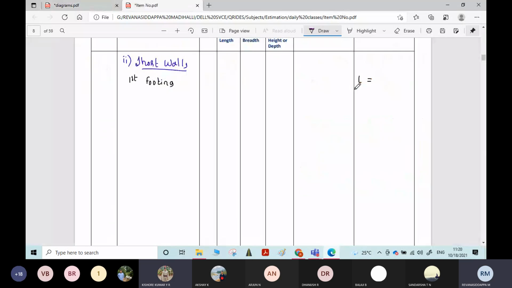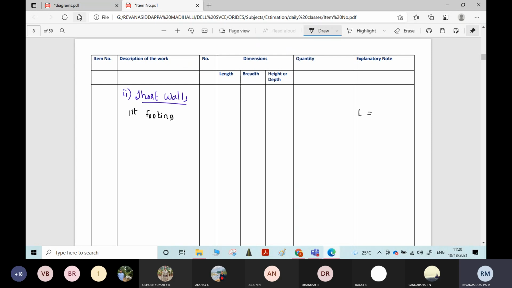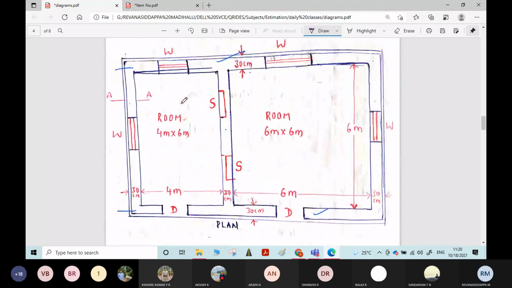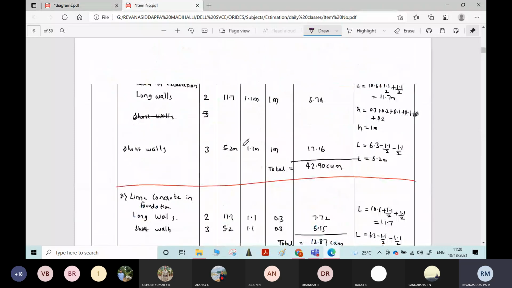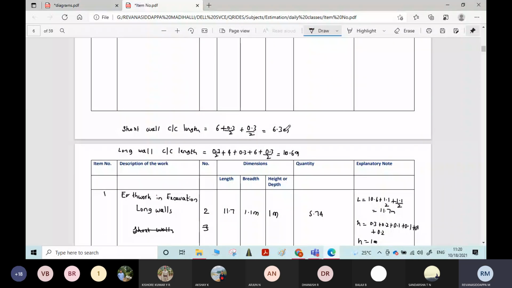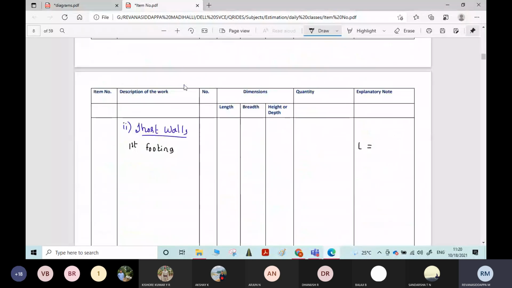Has anyone got the answer? Yes, 2.64, sir. 2.64 for short walls. Okay, let us check the answer. Center to center length of the short wall is known. How much is it? 6.3 meter. Therefore, L is equal to 6.3 meter, the center to center length.